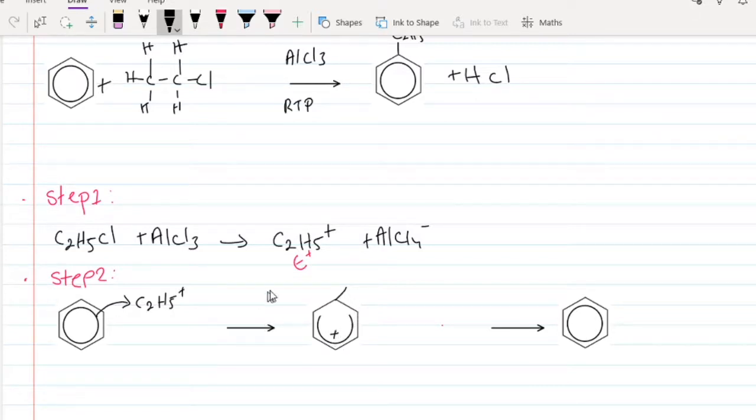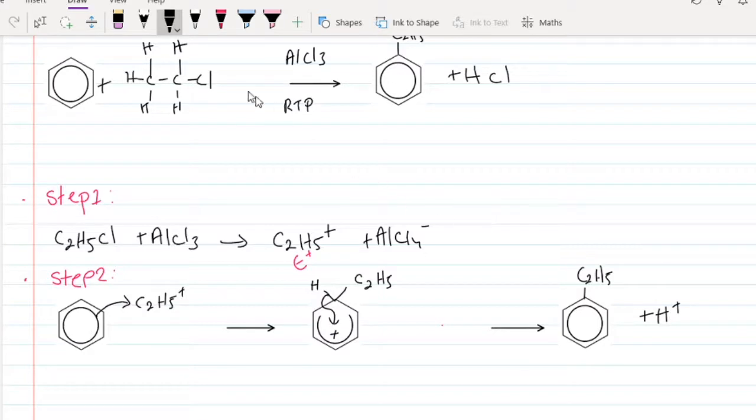And now the C2H5+ ion would form a dative covalent bond with the ring, so C2H5+, and don't forget to again draw the hydrogen, because the hydrogen to carbon bond donates electrons to this disrupted ring to reform the delocalized ring over here, and we form ethylbenzene, C2H5, and an H+ ion.